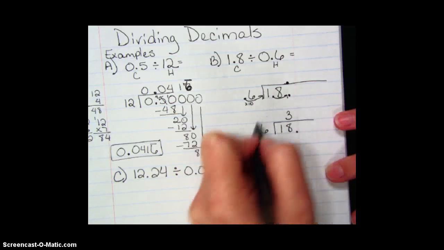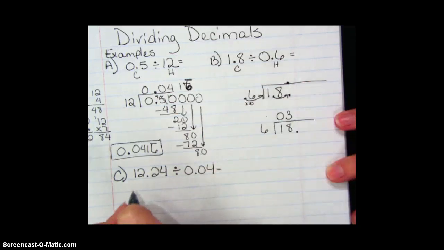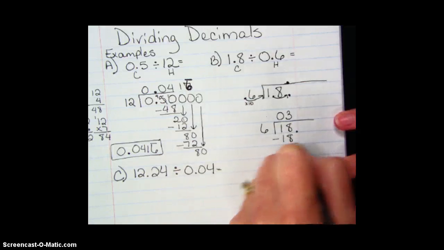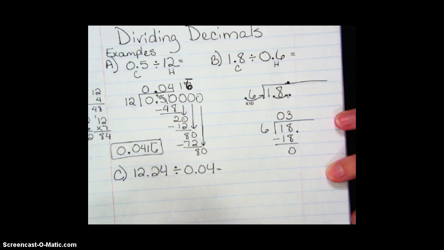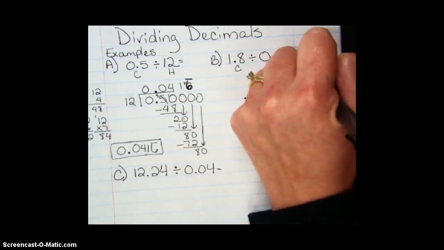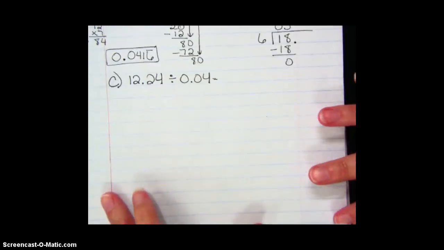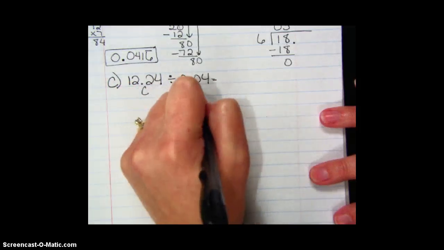6 goes into 1, 0 times. 6 goes into 18, 3. 6 times 3 is 18 with a remainder of 0. Now I'm done dividing. My answer is 3. Let's head on down to C down here at the bottom. Cowboy and horse.